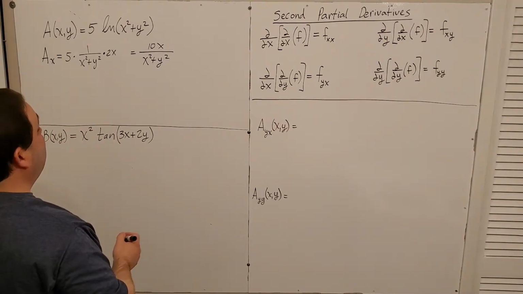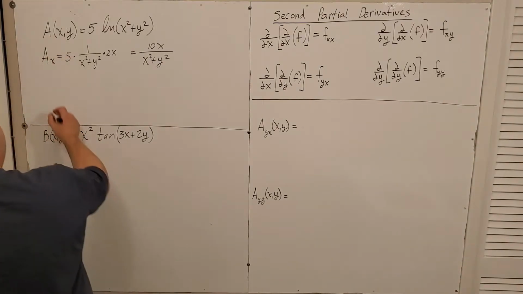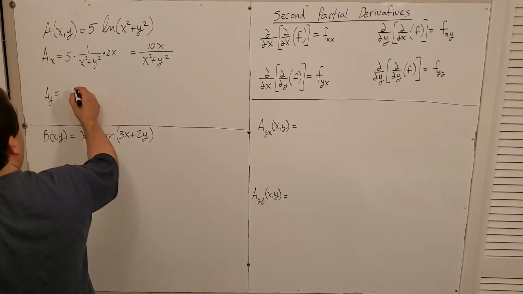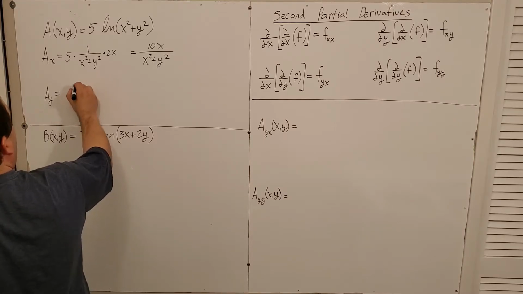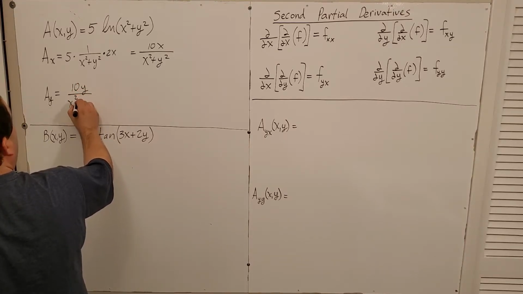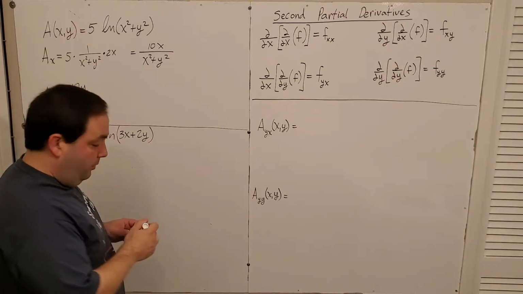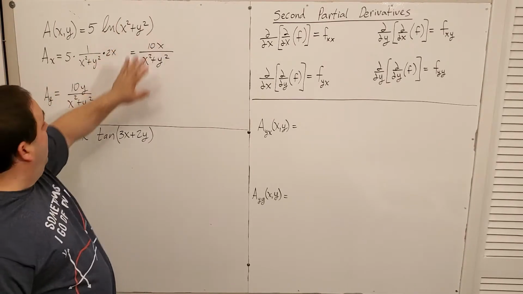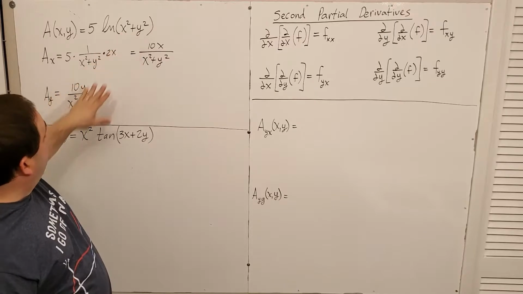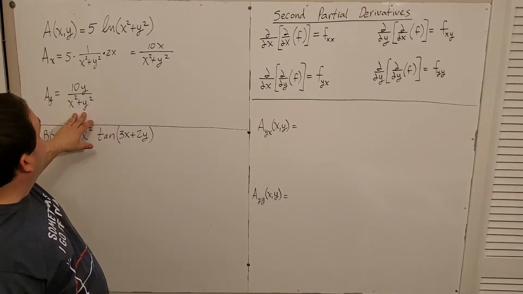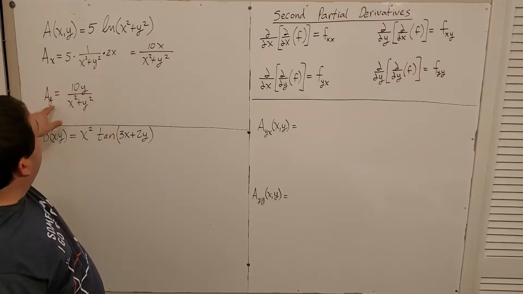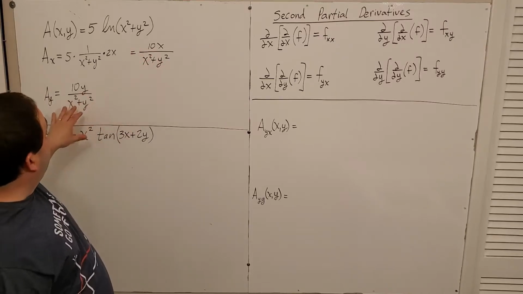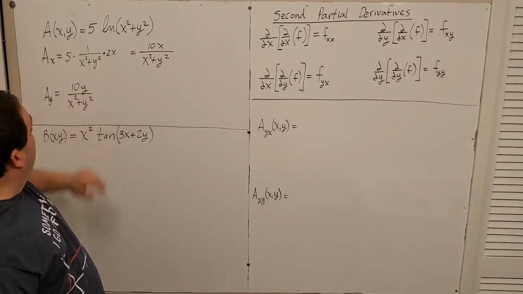And a very similar situation for the partial derivative with respect to y. A sub y is going to be equal to 10y over x squared plus y squared. Because again, I'll still be taking the derivative of the ln function with something on the inside, and I'm going to do 1 over that x squared plus y squared there. Okay, but the inside derivative with respect to y then becomes the 2y times the 5 that follows. So they're very similar, right? But you can tell the one little difference that they've got.